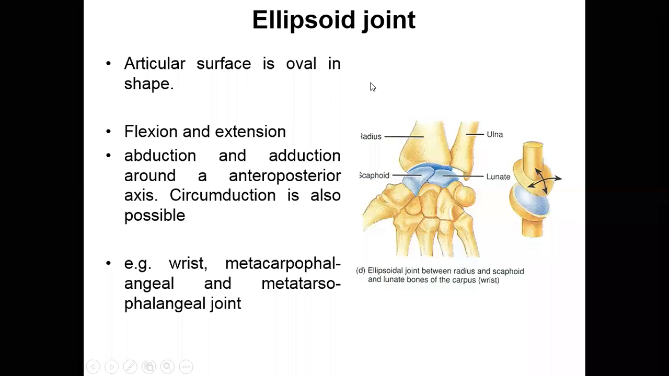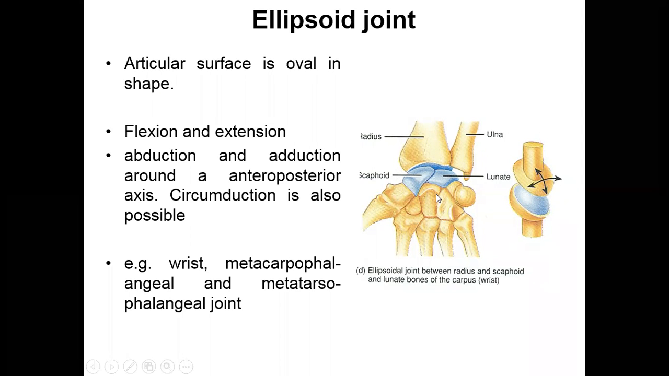Now coming to the next biaxial, that is ellipsoid joint. In ellipsoid joint, the articular surface is oval in shape. So here the articular surfaces are oval in shape. As you can see here, flexion and extension are possible. Now what we are showing here is a wrist joint as an example of ellipsoid joint, which is formed by the radius and the carpal bones. The movements here are flexion, extension.